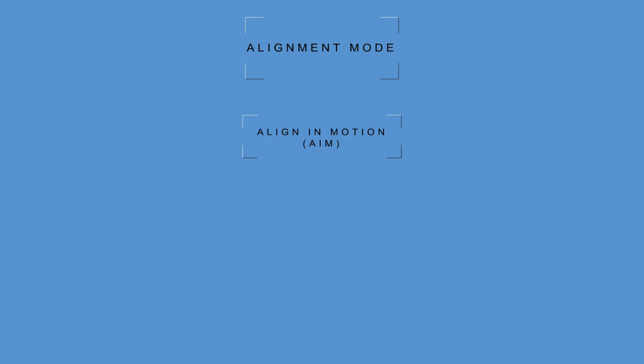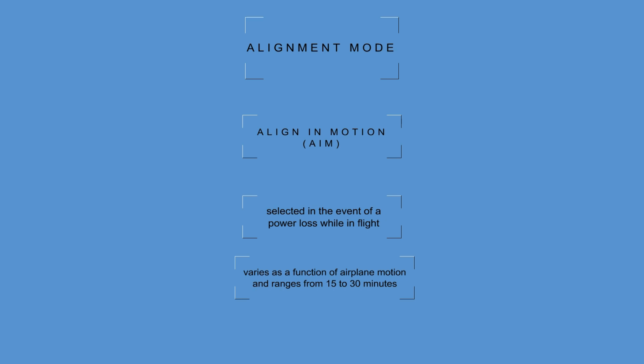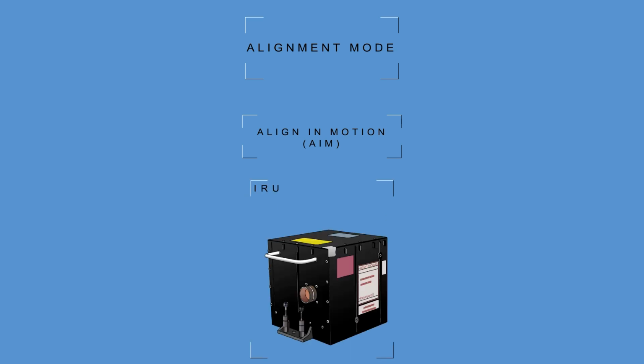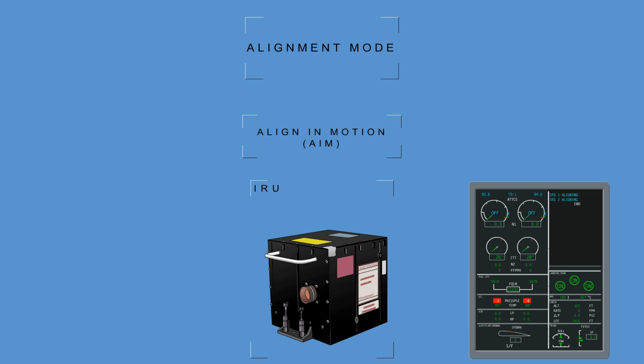Align in Motion. The AIM mode initializes the IRS while in flight to recover full IRU navigation capability. This mode will be selected in the event of a power loss while in flight. The time required to complete an AIM varies as a function of airplane motion and ranges from 15 to 30 minutes. When the micro IRU is performing an AIM, the flight crew will be notified by an appropriate IESS message.